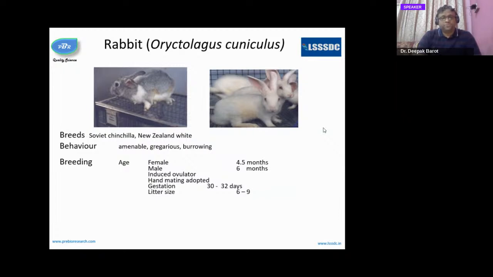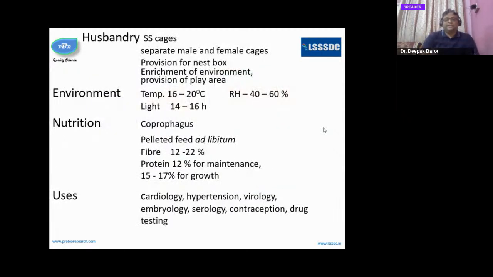Breeding age is 4 to 5 months for female, and for male it is 6 months. They're induced ovulators, hand mating is adopted, the gestation is around 32 days. And again, litter size is up to 9. Now, husbandry: cages slightly vary from rats and mice because they are bigger in size. So there are stainless steel cages. Individual cages are available. You can keep males and females separate, or you can keep one or two in the same cage, males or females.